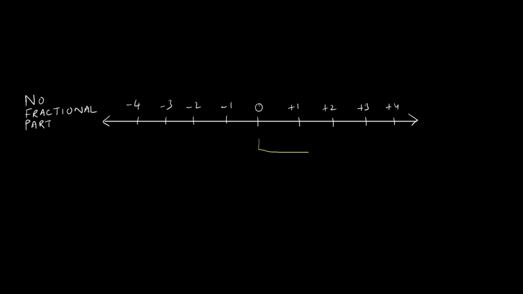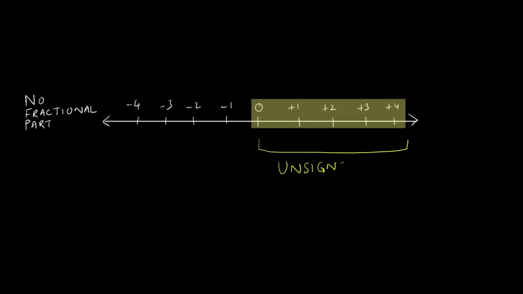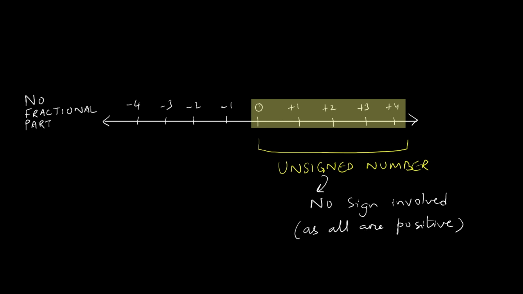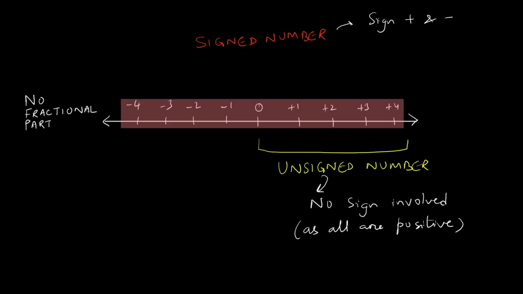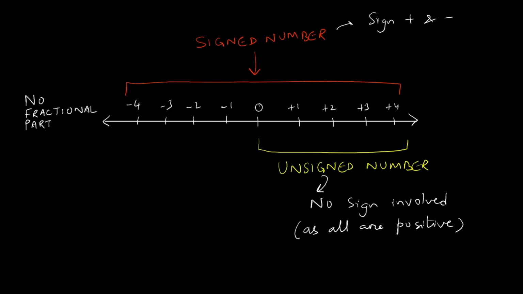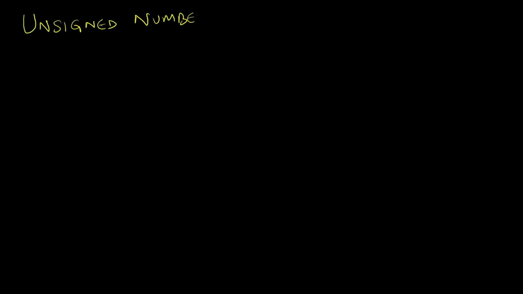In computer science, a number which is only positive is called an unsigned number. In unsigned numbers, there is no sign involved as all numbers are positive in nature. There is one more type of number called a signed number. In signed numbers, the sign plus or minus is also involved as it accommodates both positive and negative numbers. First of all, let us talk about unsigned numbers, all positive numbers. As all numbers are positive in nature, we do not worry about the sign.